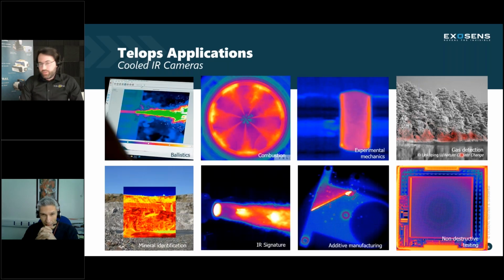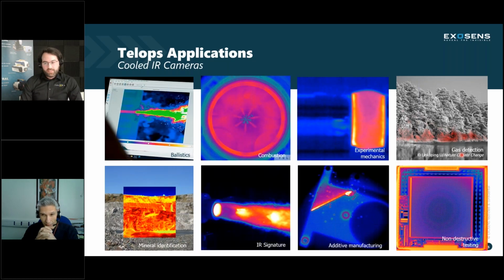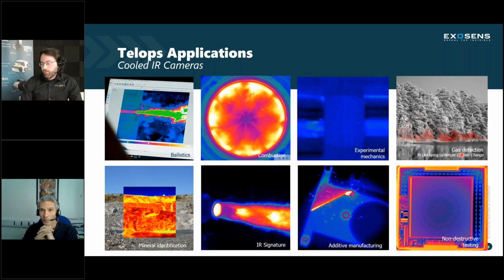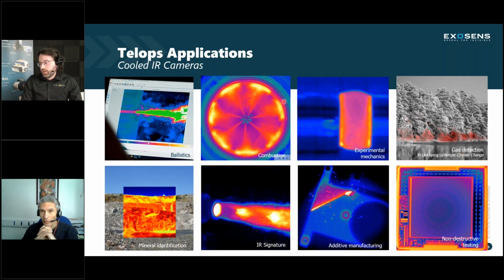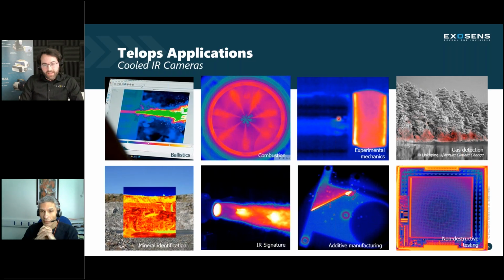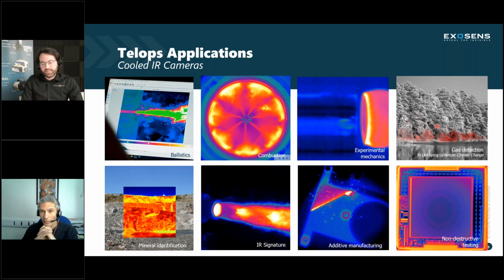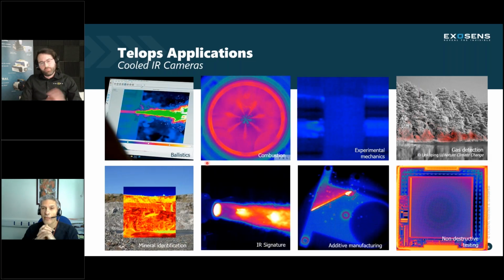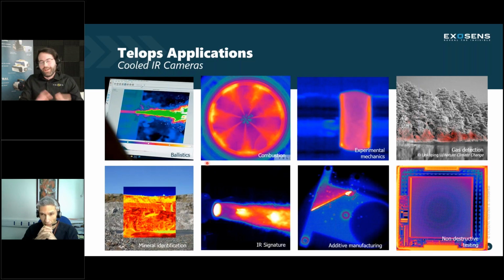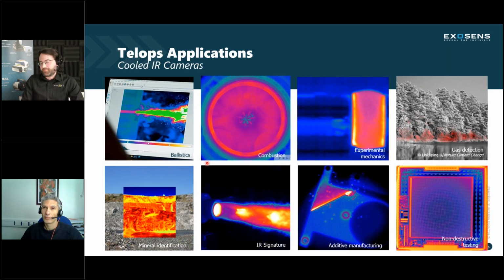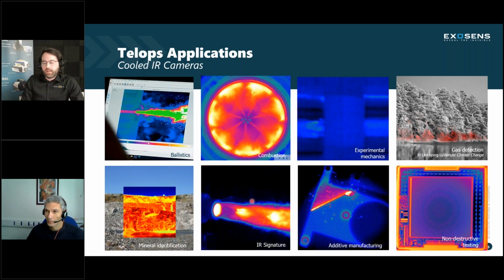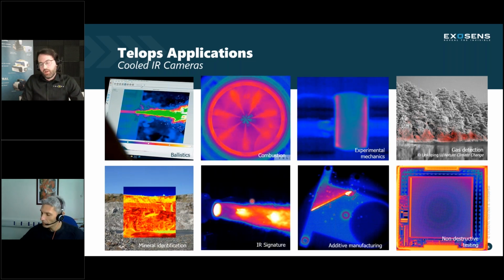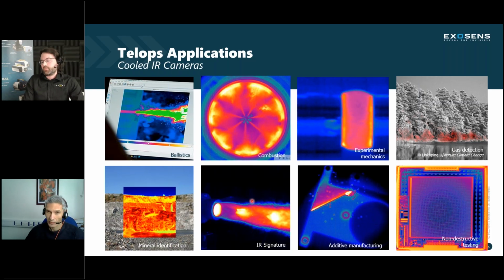So we do cover plenty of applications with Telops cameras. Infrared can be used for measurements in all of these fields and more. So ballistic, combustion, of course. Today's topic is experimental mechanics. When we talk gas detection or mineral identification, that's more in the realm of hyperspectral imaging. IR signature is a broad category that applies to anything that has a thermal or spectral signature.